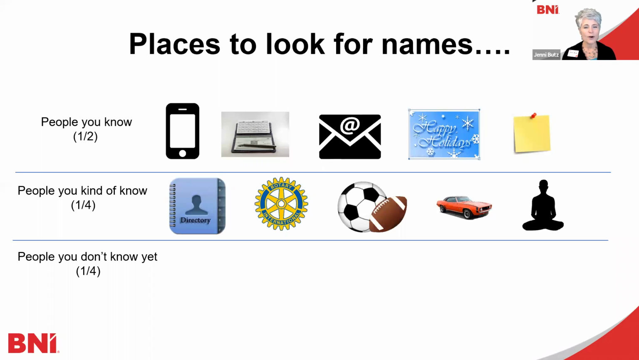The second category of people, the ones you kind of know, are people you might find in a directory of a group that you are affiliated with. This might be a church group or a Rotary group, or maybe the parent-teacher organization at your kid's school. You also might be on a sports team, or your kids may be on sports teams. Those are people you have a connection to, even though the relationship might not go that deep. Gym memberships, clubs, any kind of interest you have. This is a great place to start.